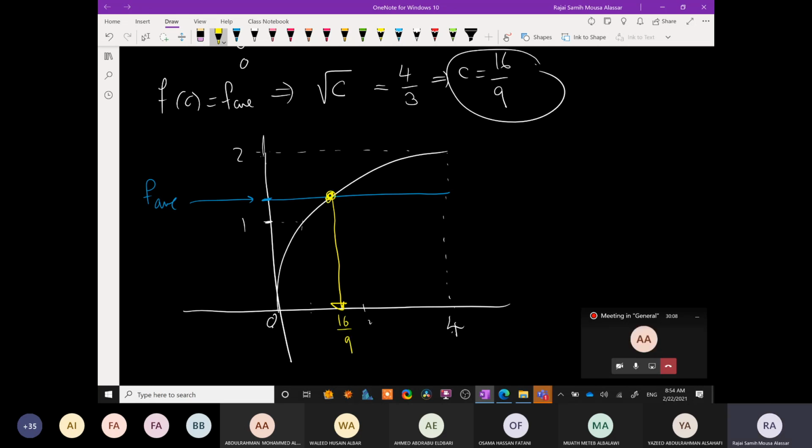You will crash with the average value. And this is guaranteed by the mean value theorem for integrals, because the function is what? Continuous. Yes, exactly. So just like going from here to Riyadh, you will not miss your average speed. You cannot miss it. How would you?